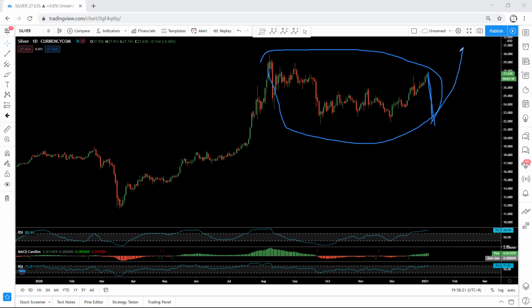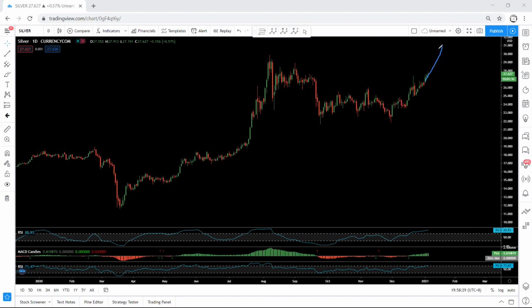Then from there we can look for the up move. But the thing is, there is a possibility that the price from here can continue and move higher without getting this down move. But the reason I say we are more interested in this down move if we get it is that, in terms of risk and reward, it can give us a better trade.